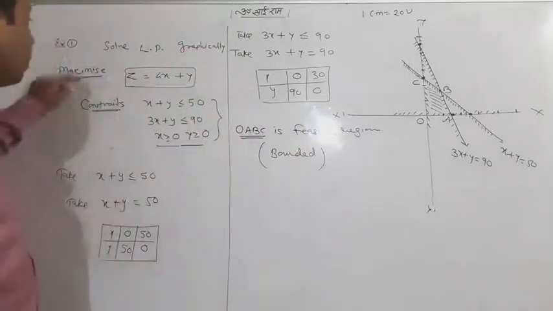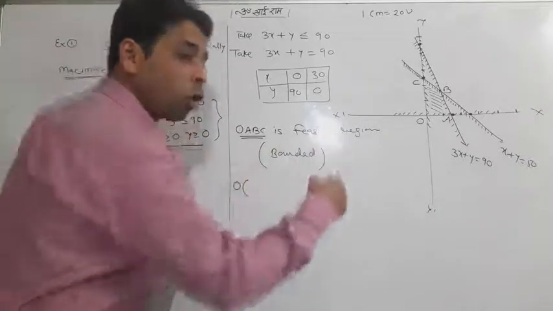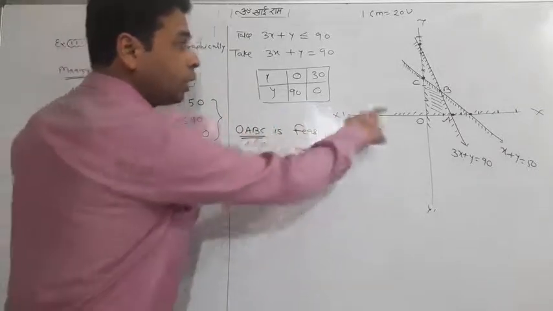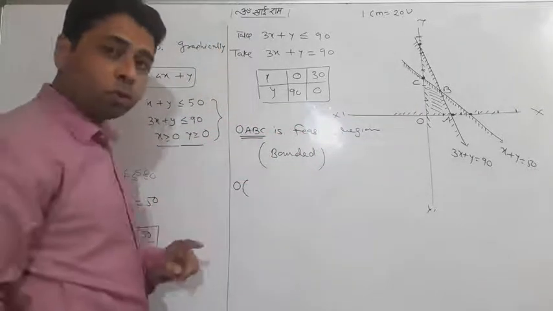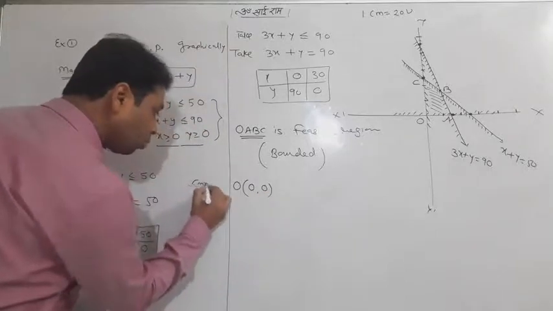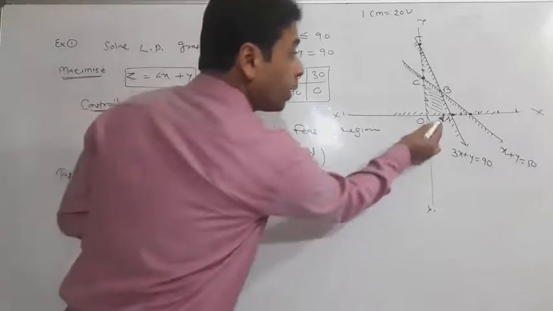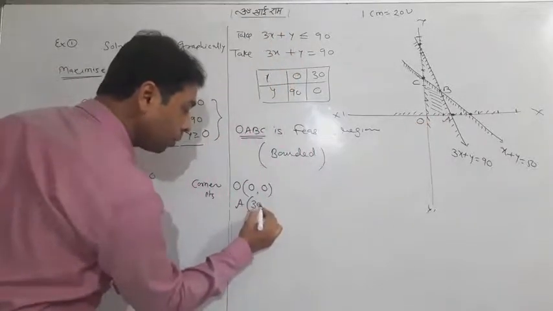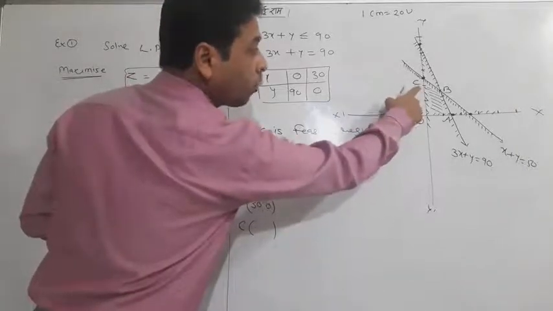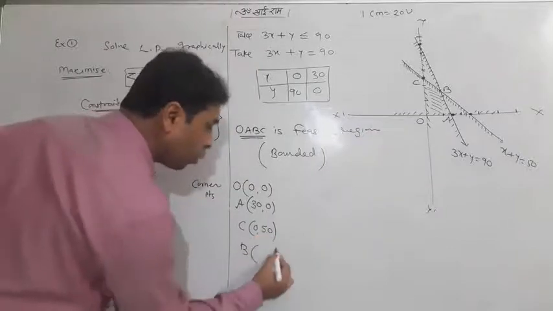And the new thing is that we have to maximize. So first of all, we'll go with the corner points. What is the meaning of corner point? O, A, B, C. These are corner points. O is the origin, (0, 0). A is (30, 0). C is (0, 50). The last but very important one is B.